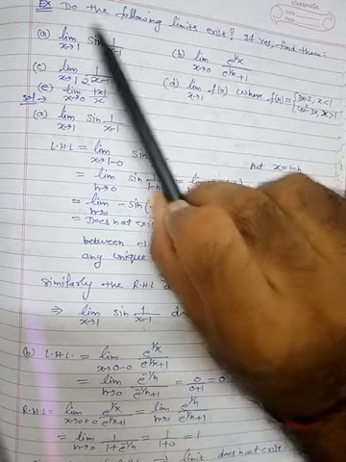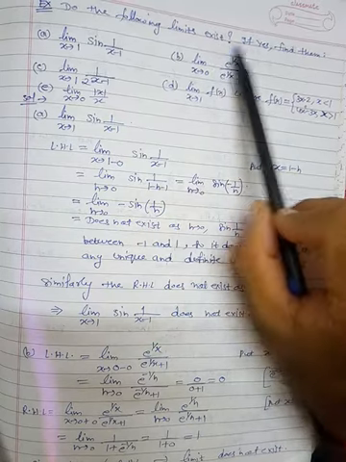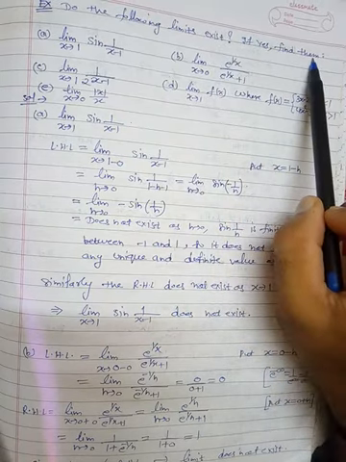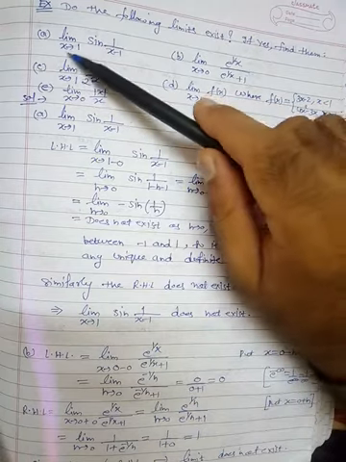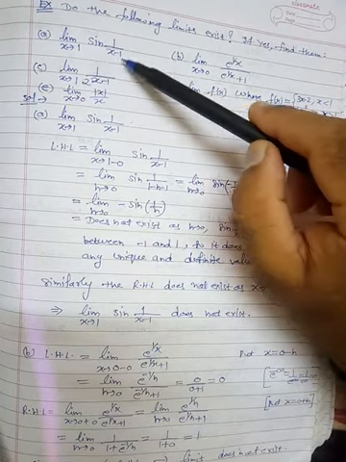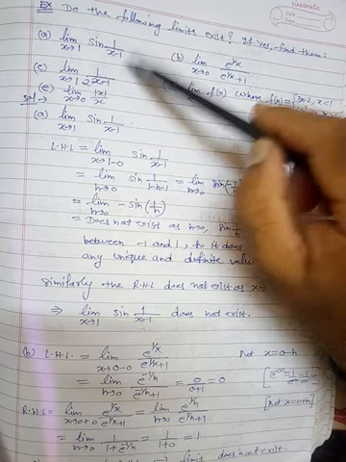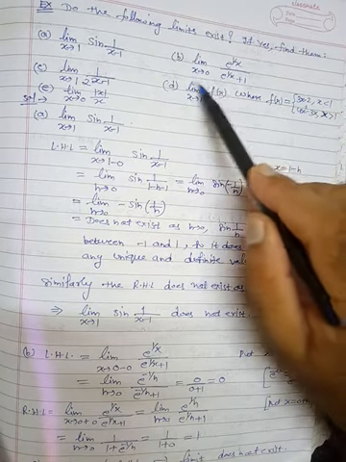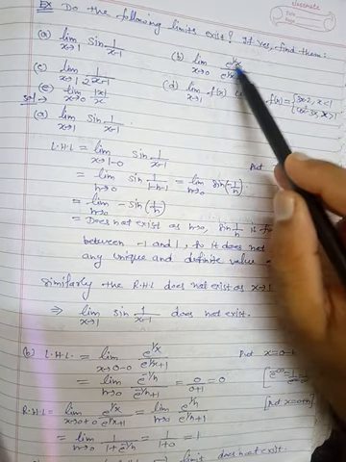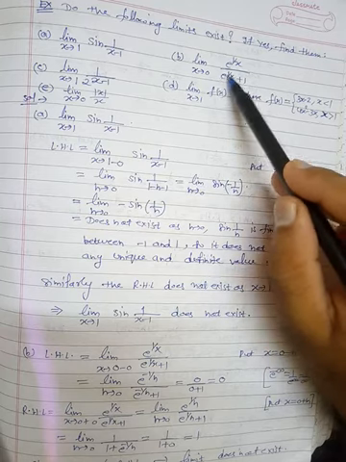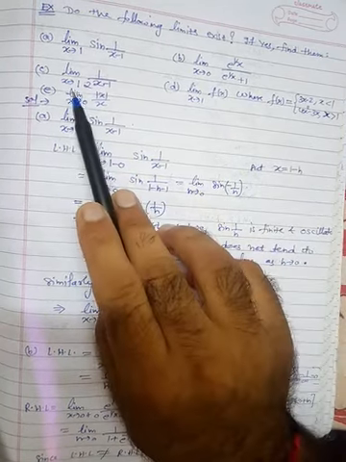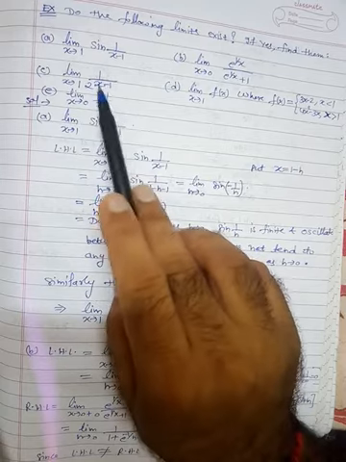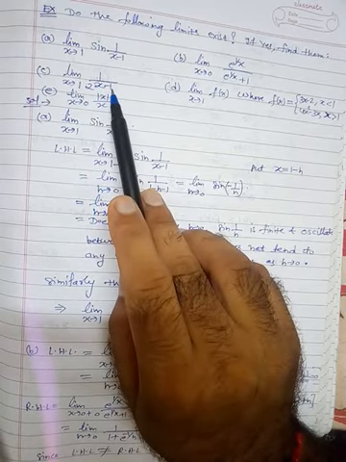So do the following limits exist? If yes, then find them. We have taken 5 examples here. First example is limit x tending to 1 of sin 1 upon x minus 1. Second example is limit x tending to 0 of e raised to the power 1 by x divided by e raised to the power 1 by x plus 1. Third example is limit x tending to 1 of 1 upon 2 raised to the power x minus 1.